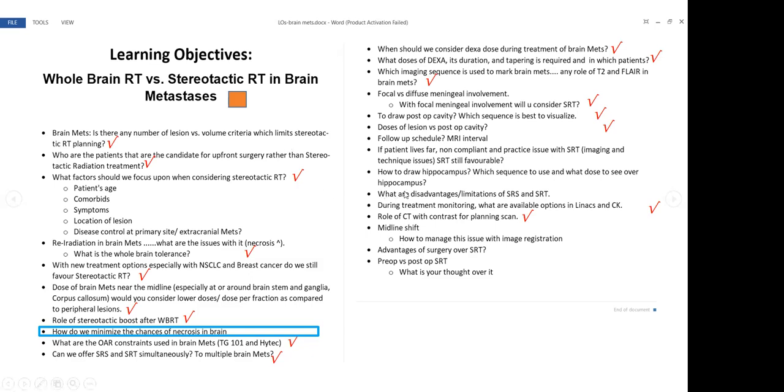And how to draw hippocampus? I think we can skip this. Everybody knows how to draw hippocampus.